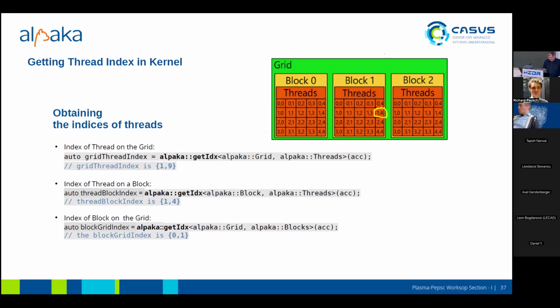The grid thread index of the selected thread is 1, 9, because it is in the second row with index 1, and it is the 10th thread in the row, which has index 9, therefore the grid thread index is 1, 9. The thread block index is 1, 4. It is clear with respect to the block, it has index 1, 4, and the block grid index is actually 1. It is the first block.